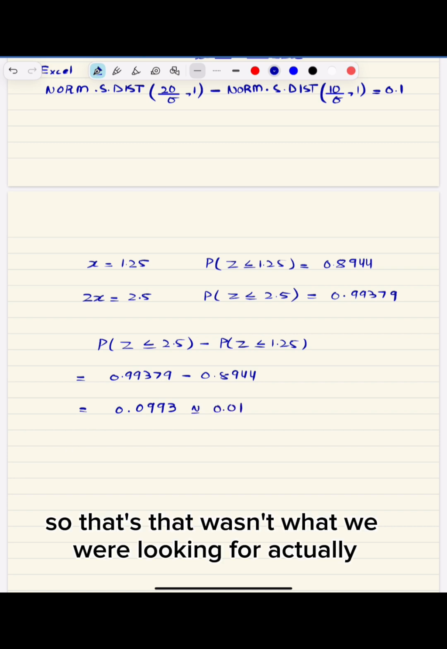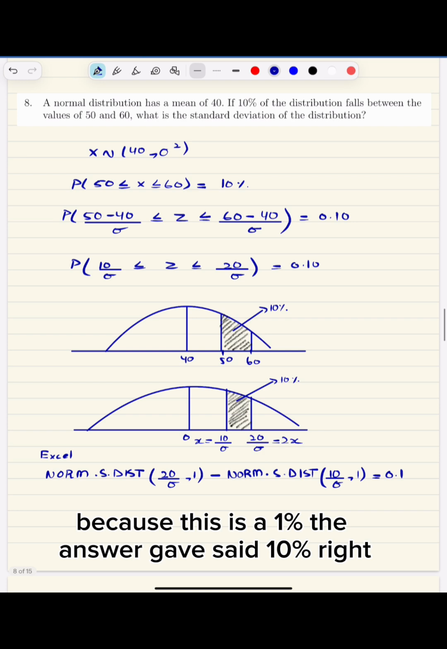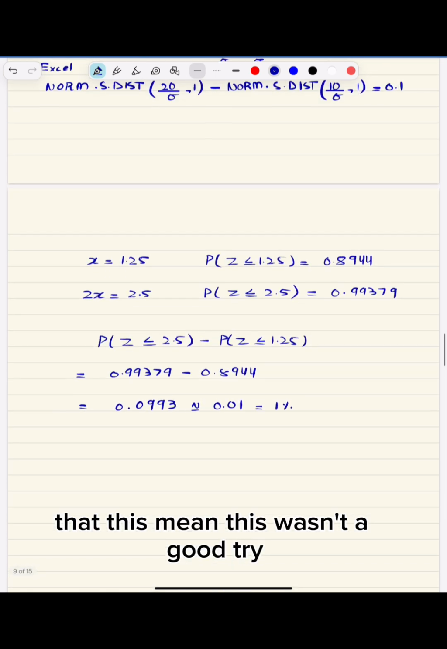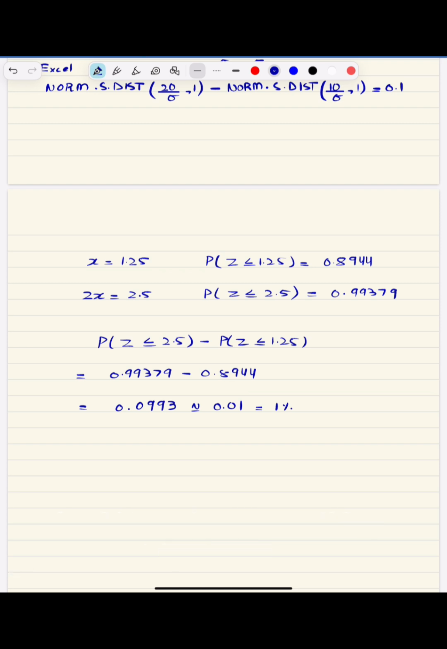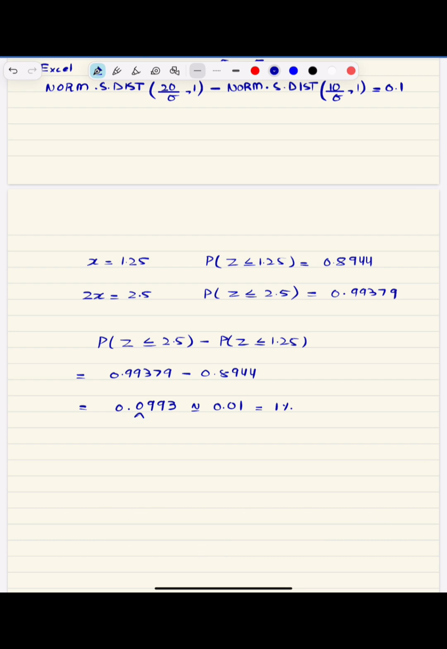So that wasn't what we were looking for actually, because this is 1%. The answer said 10%, right? Yeah, so this means this wasn't a good try. It should have been something else. Let me, oh no, sorry, actually this rounds up to 0.10. Yeah, so it is 10%.